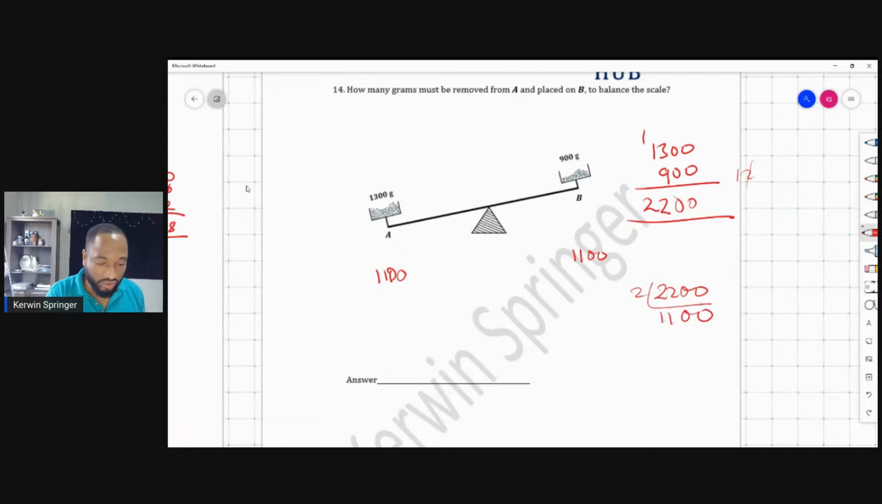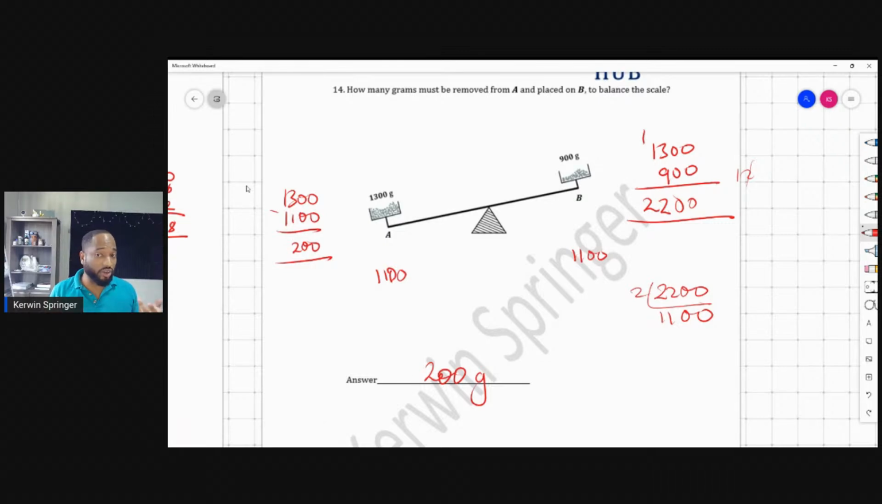1100 on each side. So how much do we need to get rid of here to reach that balance? Well, you can see immediately that you just need to get rid of 200. You understand the difference? So 200 grams will go here. That's the simple, long way to do it.